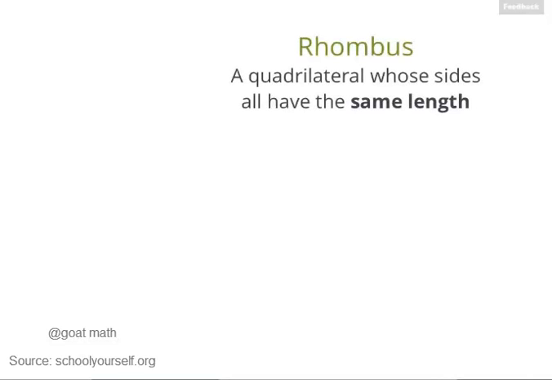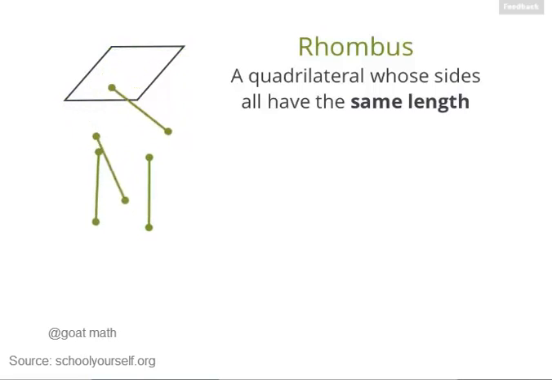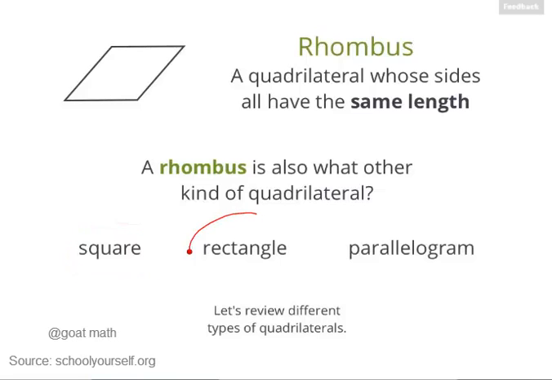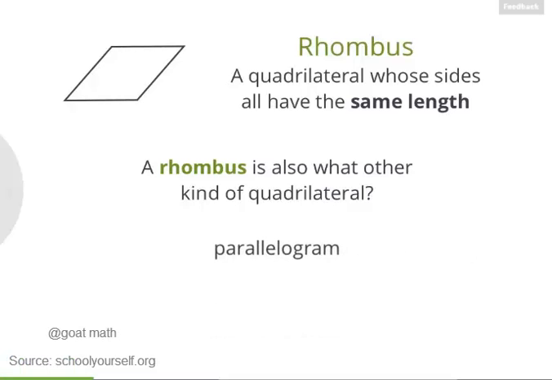Recall that a rhombus is a quadrilateral whose sides all have the same length. So this is an example of a rhombus, and you can check to make sure that all 4 sides have the same length. Now every rhombus is also an example of what other kind of quadrilateral? Is every rhombus also a square, a rectangle, or a parallelogram? Right, a rhombus is also a parallelogram because both pairs of opposite sides in every rhombus are parallel.